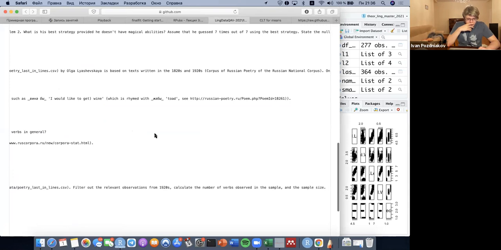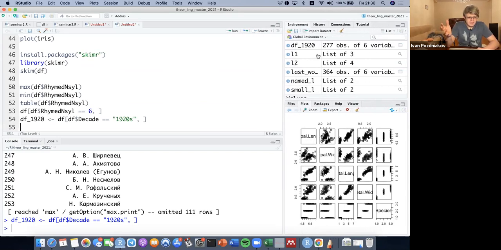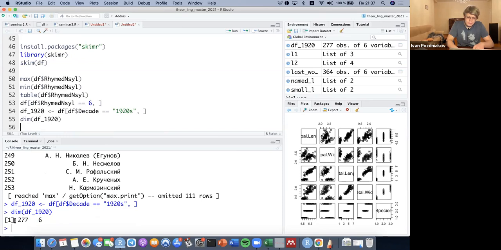Calculate the number of verbs observed in the sample and the sample size. Okay, how to calculate sample size? Actually, it's pretty simple. There are many ways for that. One of them is just seeing there in the environment that we have 277 observations. That's actually the sample size. Another way is using the function dim that will return a vector with number of rows and number of columns. We have 277 rows, and that's what we're interested in.